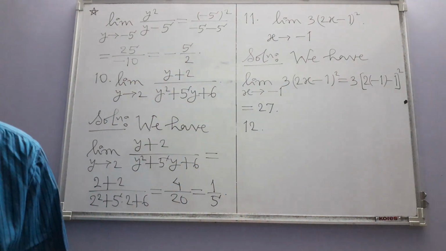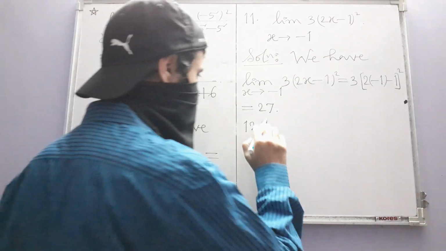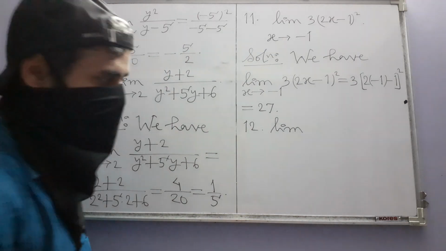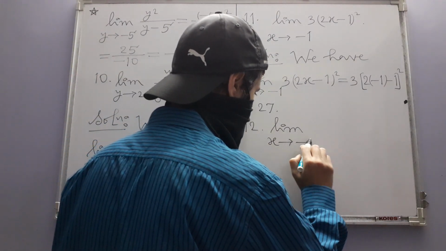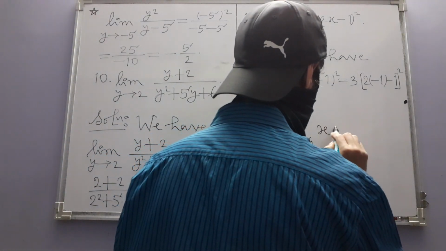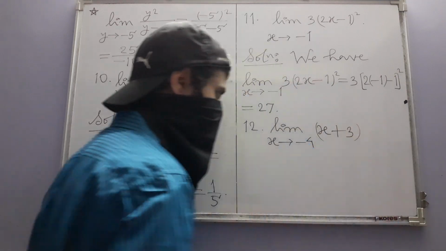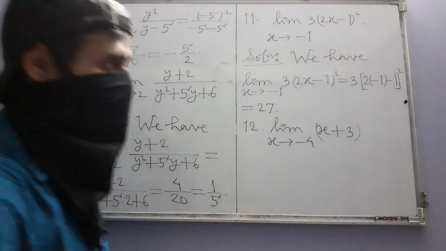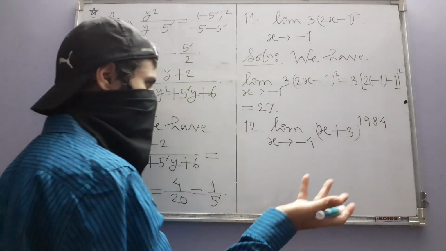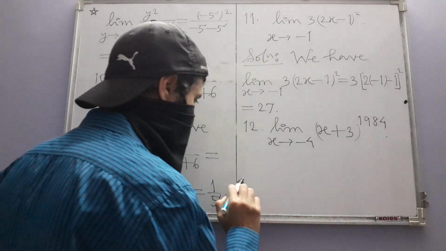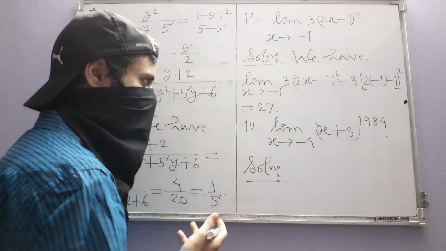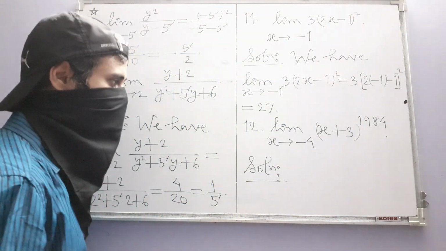12. Limit x tends to minus 4. Okay, and the function is x plus 3 to the 1984th power. 1984, that just looks like a year. That is my birth year, by the way, 1984.